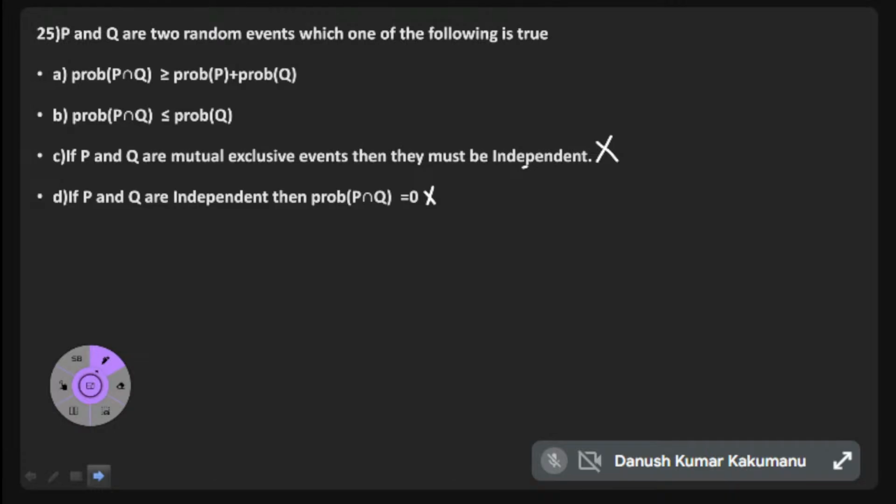Wrong. That is also wrong. For mutually exclusive events, the condition is that the probability of A intersection B is 0. For independent events, what is the condition? P(A) times P(B). Very good. So which one is the correct answer?